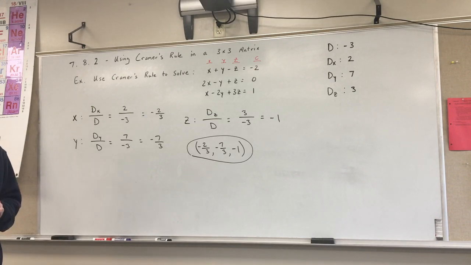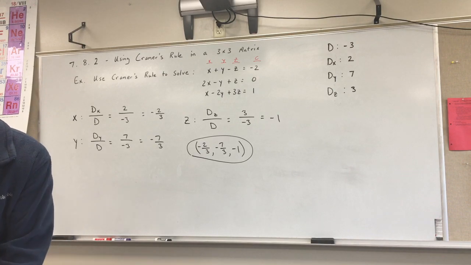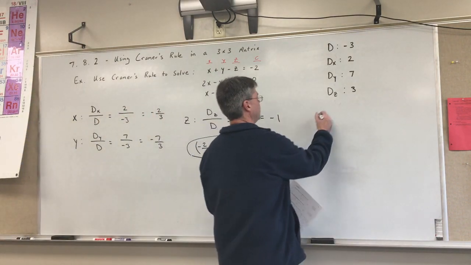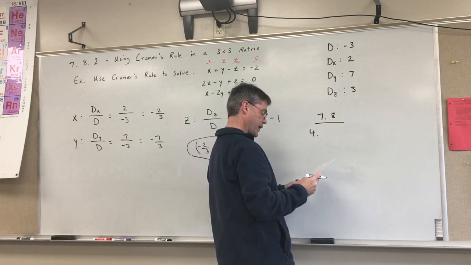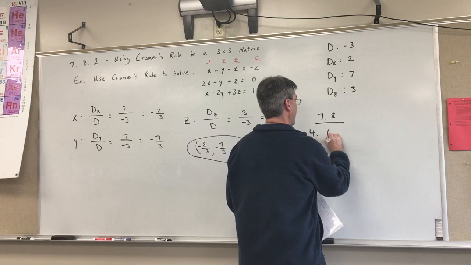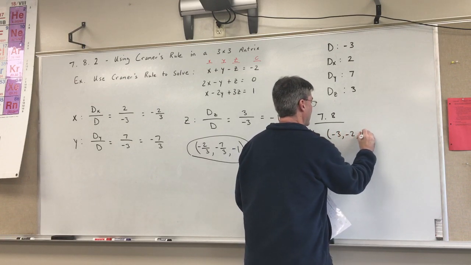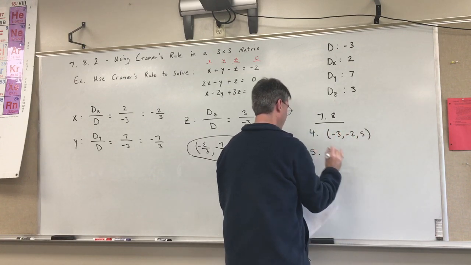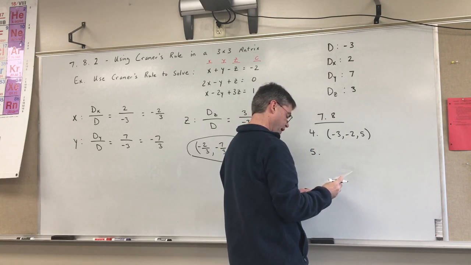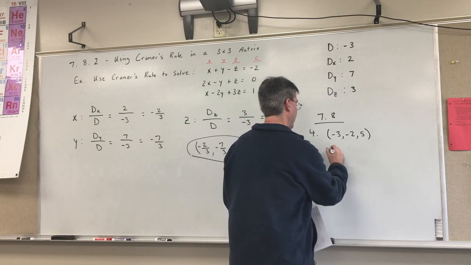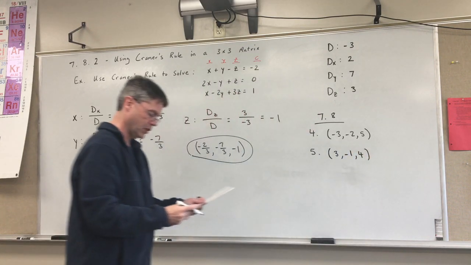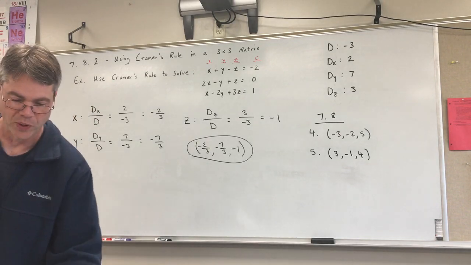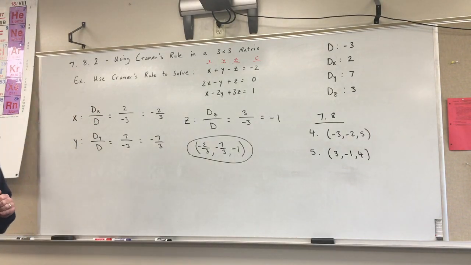Let me go ahead and write down the answers to 4 and 5. So this is 7.8. Number 4 is negative 3, negative 2, 5. And number 5, the answer is 3, negative 1, 4. So make sure you show all your work on your homework, and make sure that you make some sort of mark on your paper on any problem that you struggle to get and you need me to work.